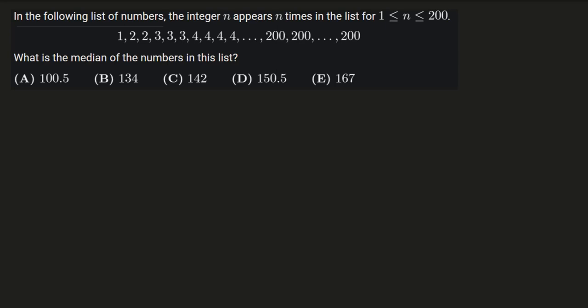Let's look at this problem. In the following list of numbers, the integer n appears n times in the list for n between 1 and 200. Therefore, we have this very long sequence. And the question is, what is the median of the numbers in this list? This is a very interesting problem.